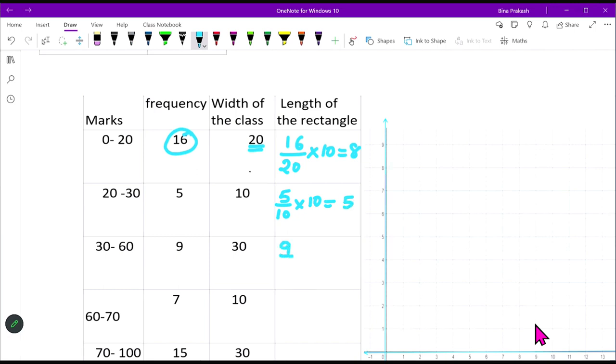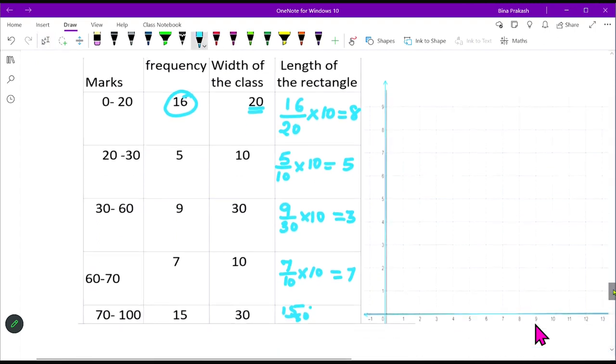Then we have 9 out of 30 multiplied by 10, which comes out to be 3. And then it's 7 out of 10 multiplied by 10, which is 7. And the last one is 15 out of 30 multiplied by 10, which comes out to be 5. So then how do we make these rectangles?